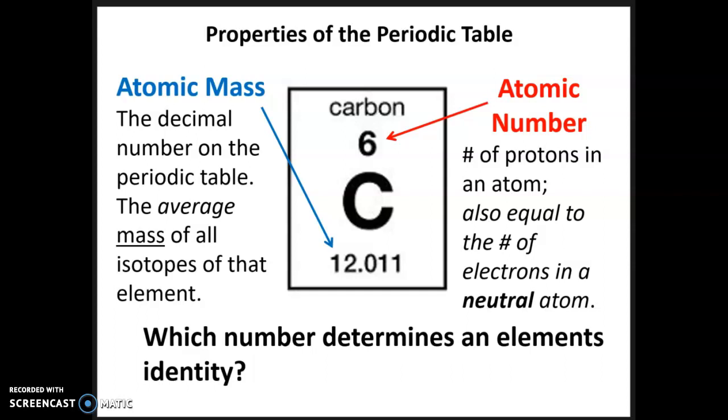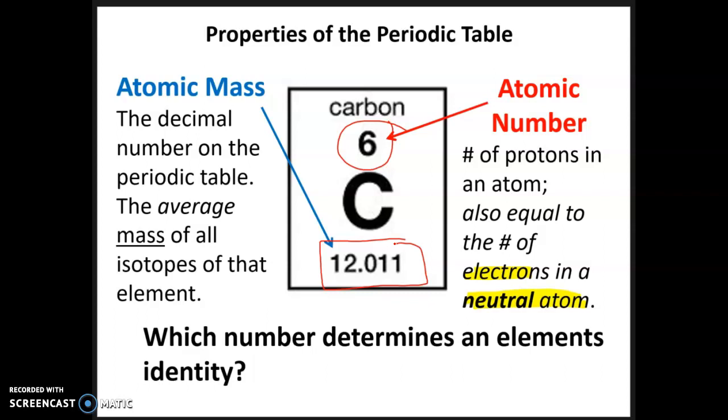Your atomic number is the whole number above the element. That is equal to the number of protons. And if you have a neutral atom, it also equals the number of electrons. If you have an ion, it would not equal the number of electrons. And then this bottom number is what's known as average atomic mass, and we'll get into more of that later. It's also called the atomic mass.